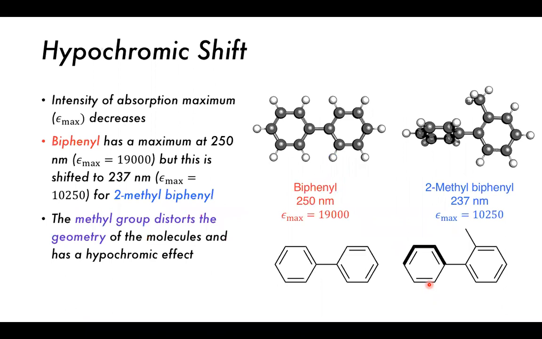Hypochromic shifts, then, is when the intensity of the absorption maximum decreases. So biphenyl has a maximum at 250 nanometers. It has an epsilon max of 19,000, so it's very, very high absorbance.